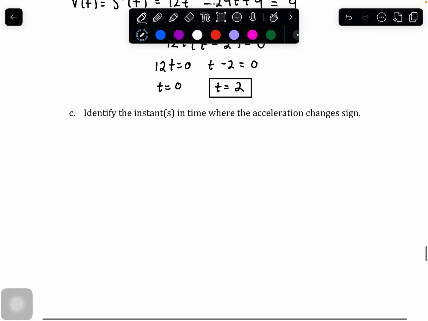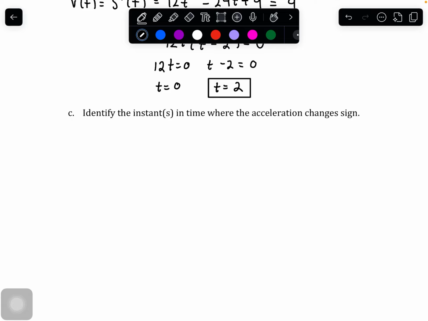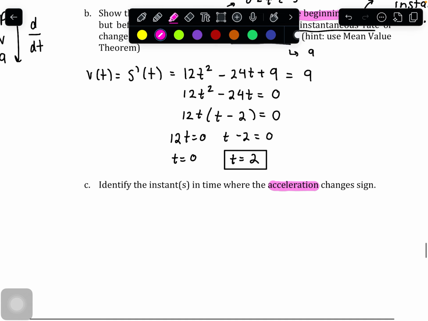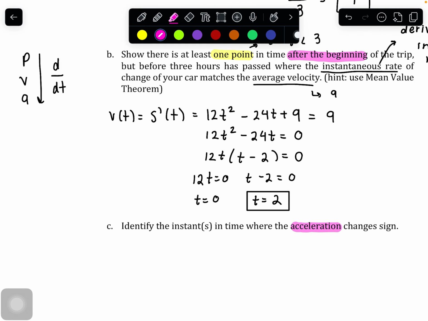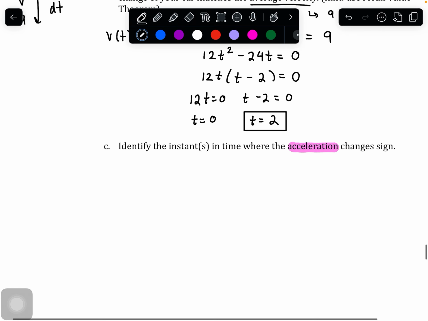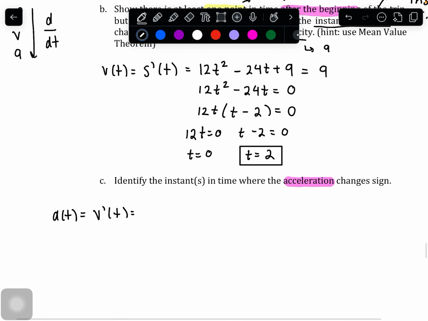Okay, moving on. Identify where the acceleration changes sign. All right, well, we don't have acceleration yet, but we have velocity, and guess what? The derivative of velocity is acceleration. So acceleration is going to be v prime, which is going to be equal to 24t minus 24. Changes sign. This means I want the critical point.